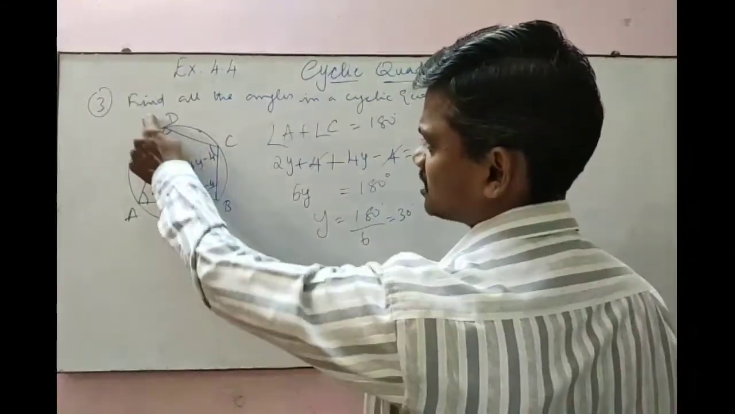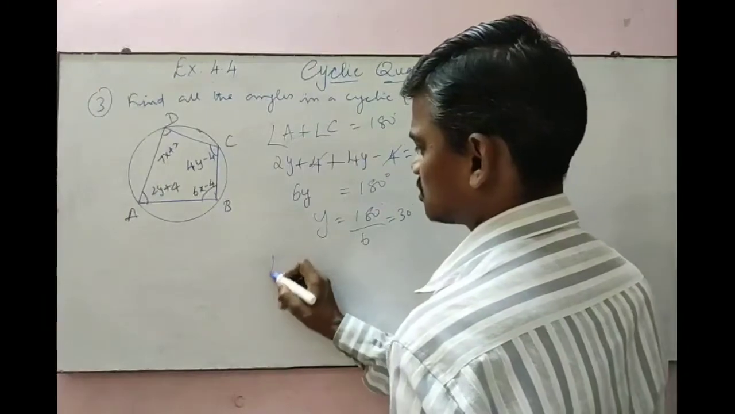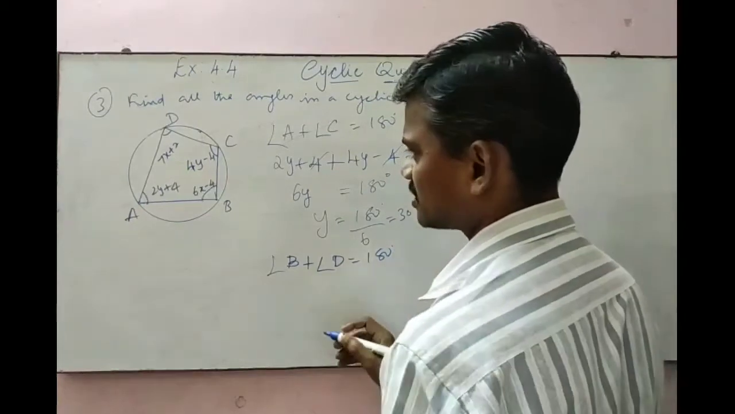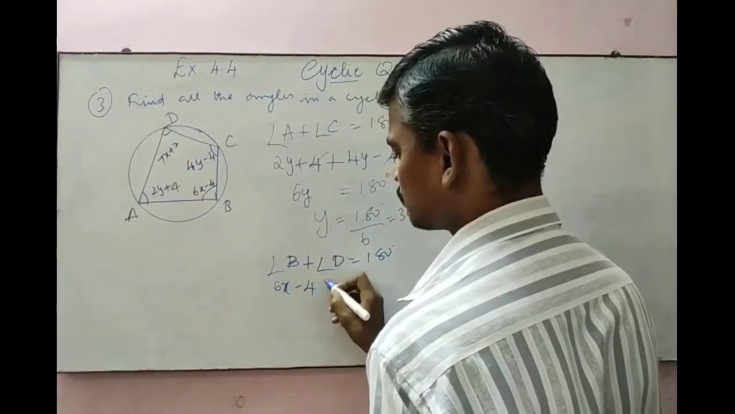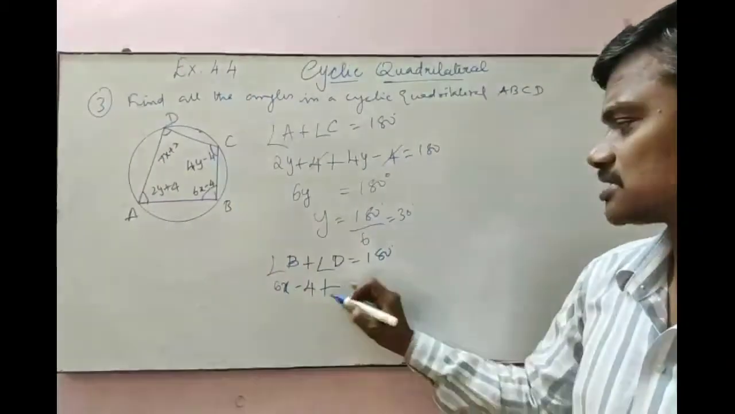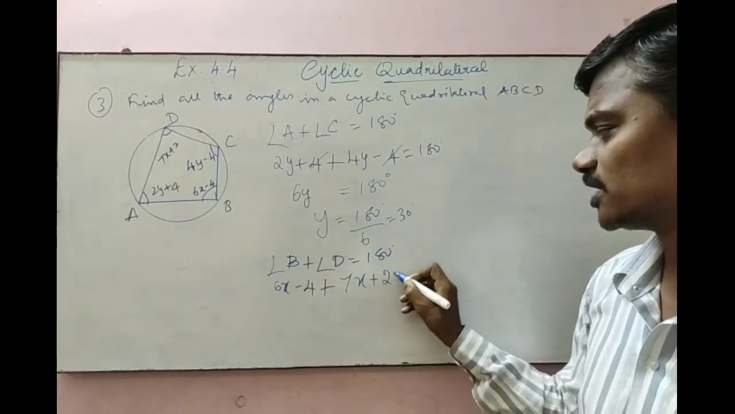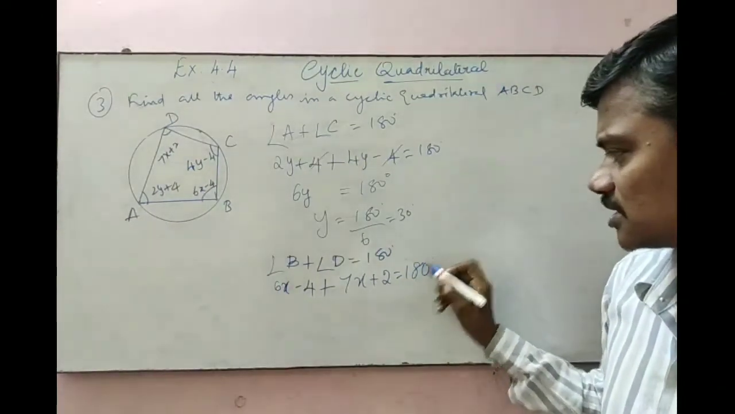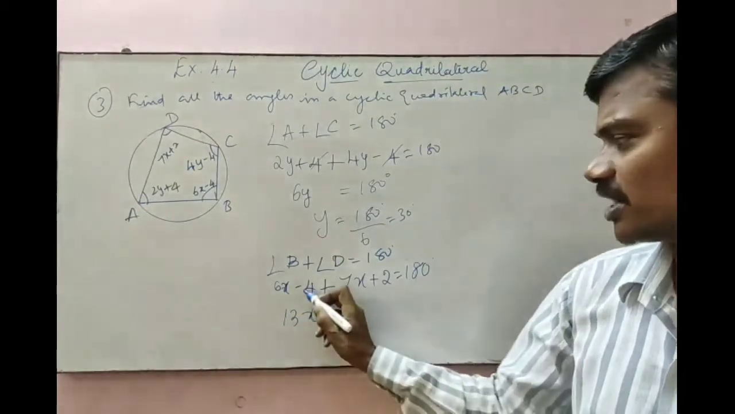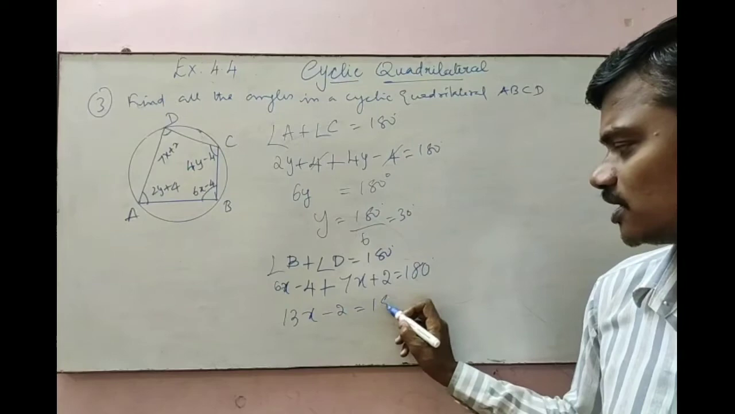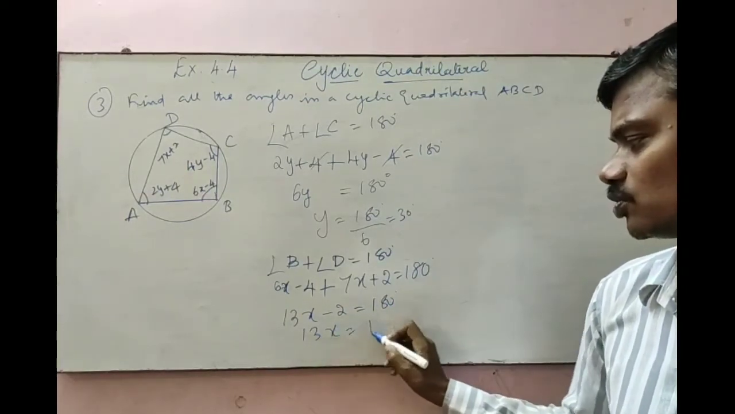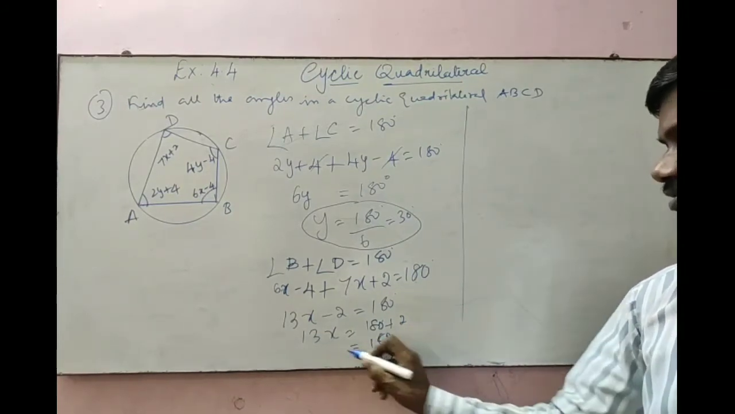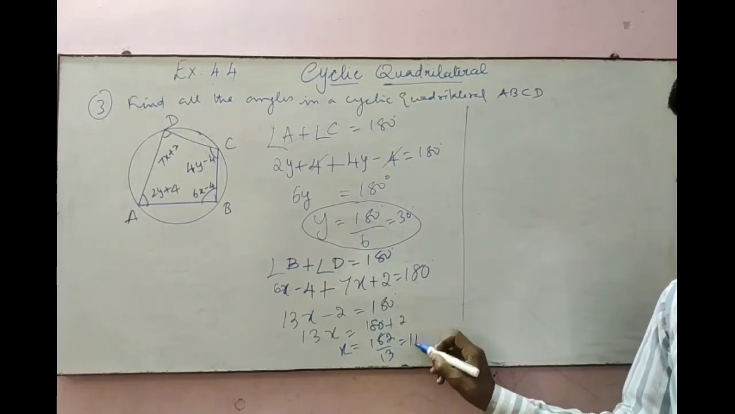Like that, use the same concept of opposite angles being 180 degrees. So angle B plus angle D equals 180 degrees. Angle B is given as 6x minus 4, and angle D is given as 7x plus 2, equal to 180 degrees. If you add 7x and 6x, you will get 13x. Minus 4 plus 2 gives minus 2, equal to 180 degrees. So 13x is equal to 180 plus 2, which is 182. x is equal to 182 by 13, which gives 14 degrees.